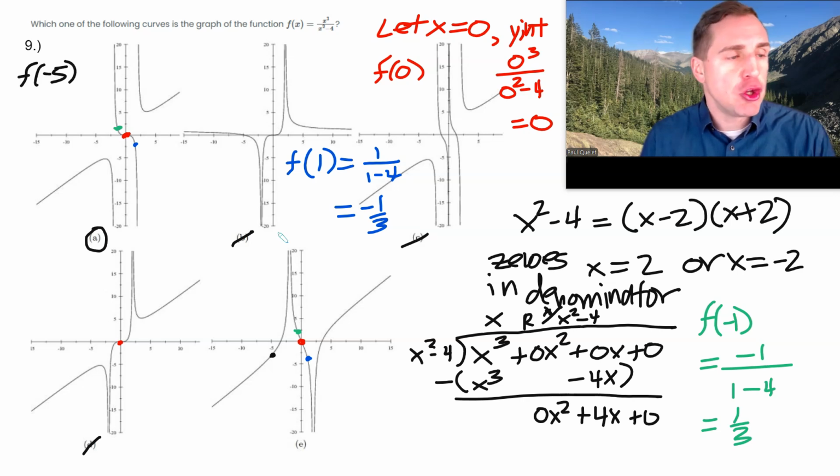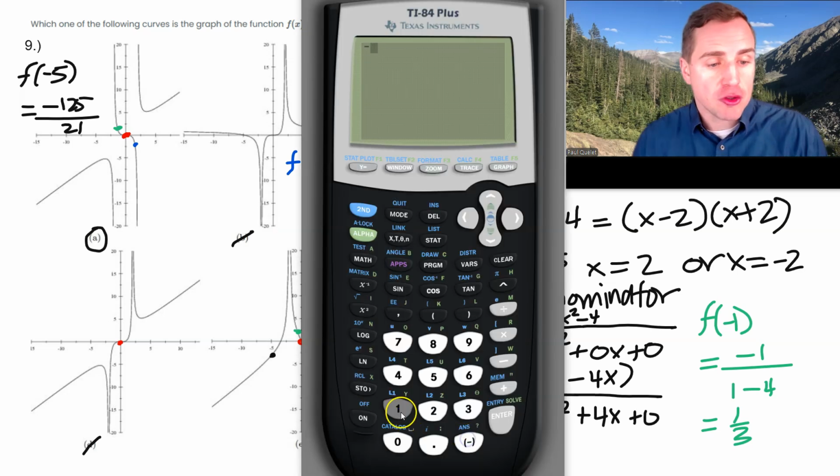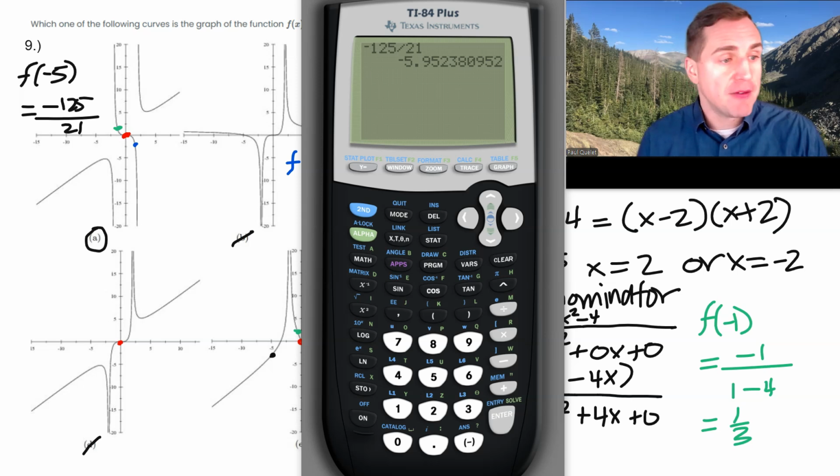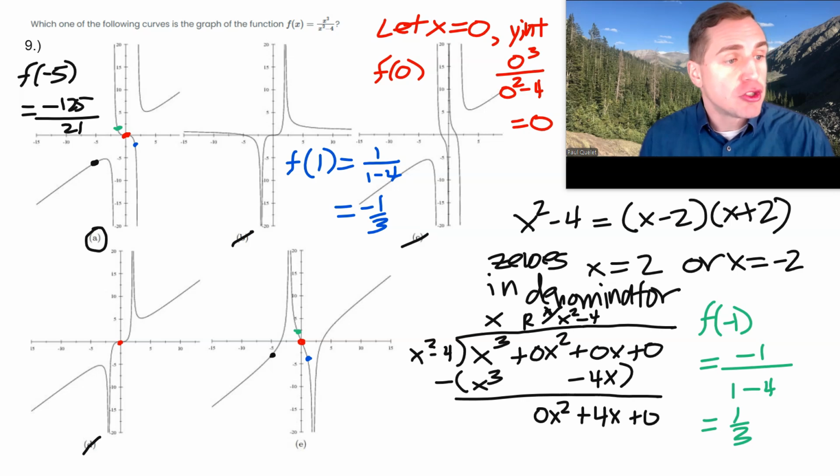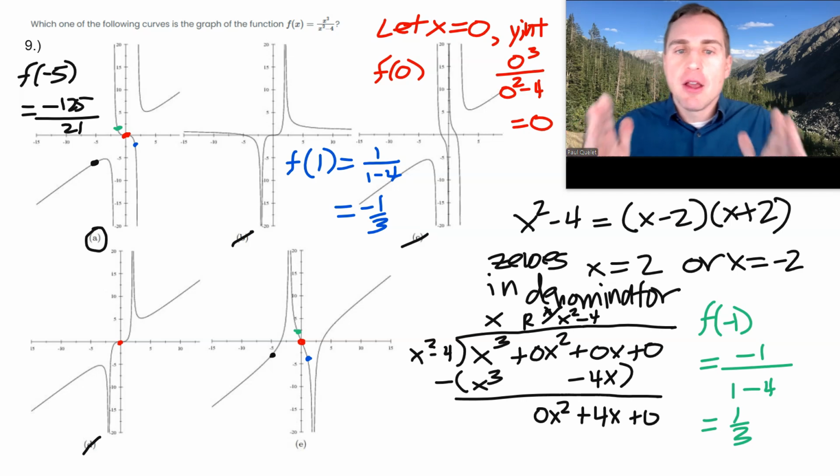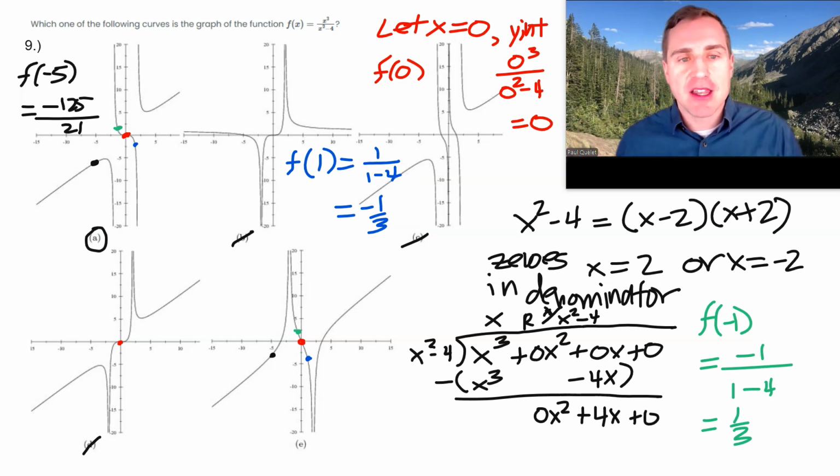Well, negative 5 cubed, I think, is negative 125. For the denominator, negative 5 squared is 25 minus 4, so that's 21. So negative 125 divided by 21 is going to be negative 5.95. So negative 5.95 is less than negative 5, so that would be right here. So indeed, we do have the correct answer, choice A. This was a little tricky because understanding rational functions is not easy for everybody. Okay, so now we have the correct answer.